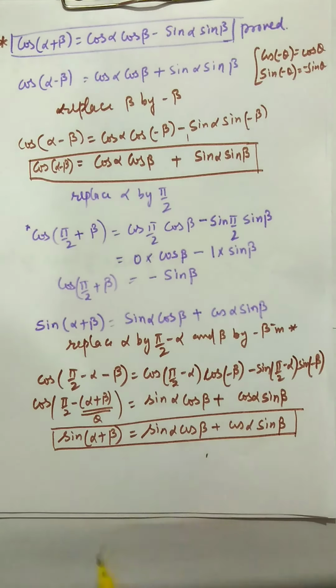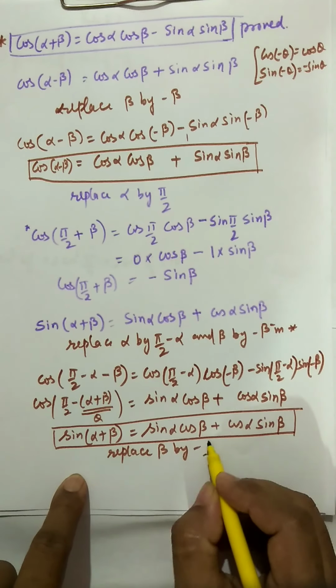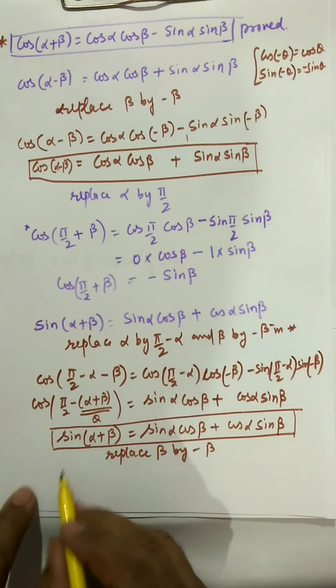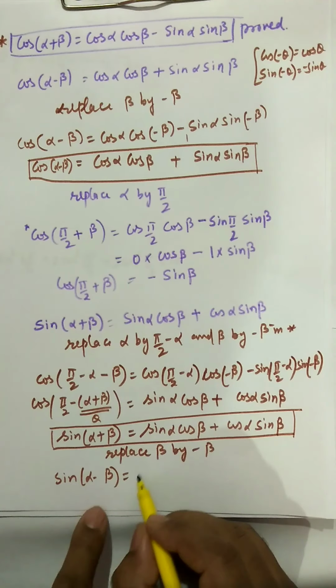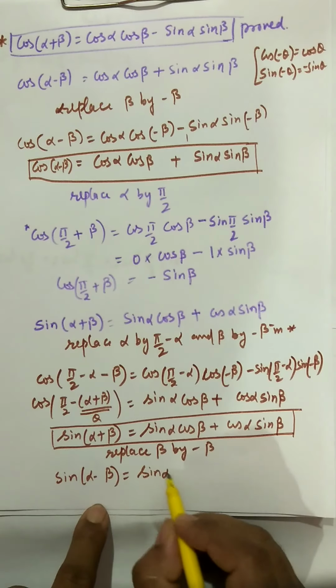So from this formula onward we can prove one more formula. You replace beta by minus beta, then you see what formula comes. This will be sine alpha minus beta. We are replacing in the above formula. Now we have derived this formula from the star formula, and now using this proved one I am going to prove sine alpha minus beta.